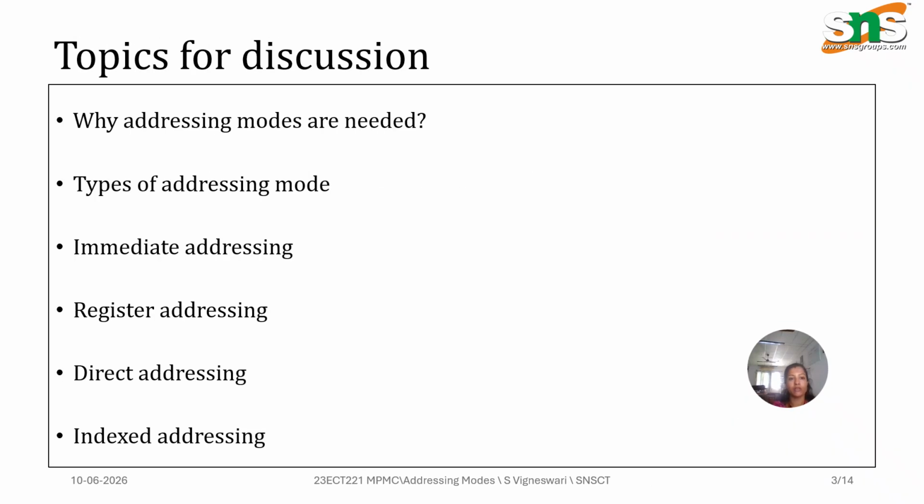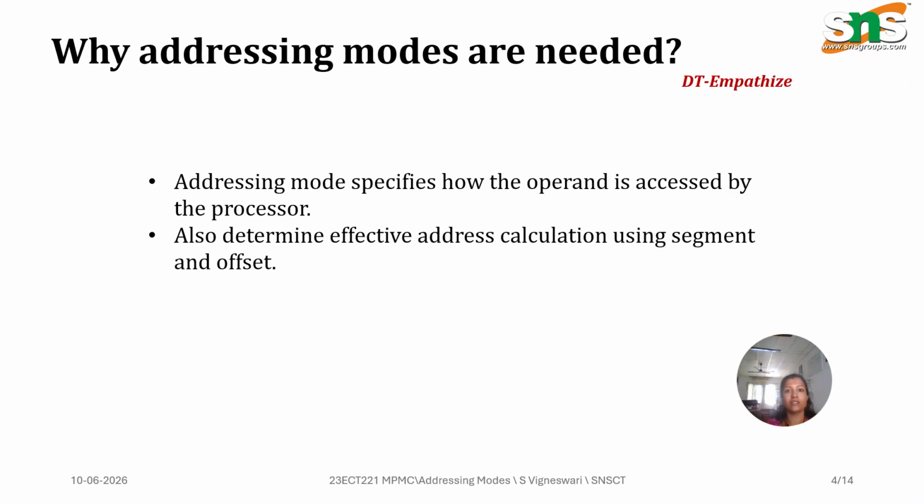So these are the topics for discussion today: types of addressing mode, immediate addressing mode, register addressing mode, direct and indexed addressing modes. So let us explore why these addressing modes are essential, right? Suppose we have to find a friend's house. You can go to the friend's house in different ways, either by asking for directions or by using a landmark, you know, right?